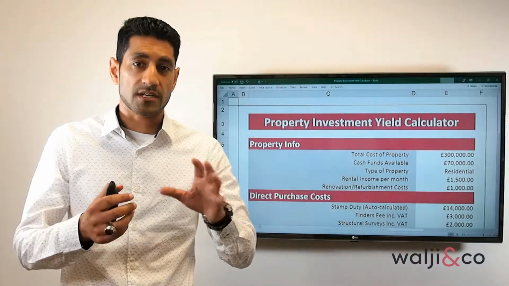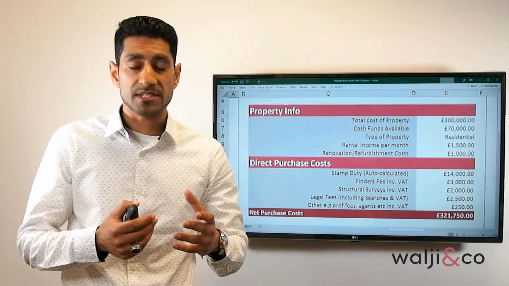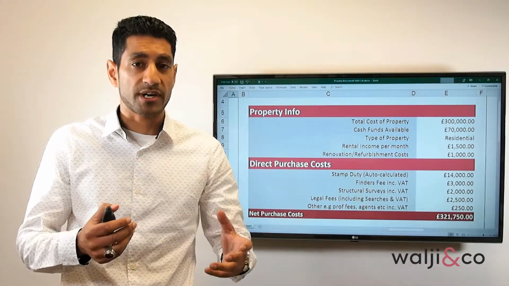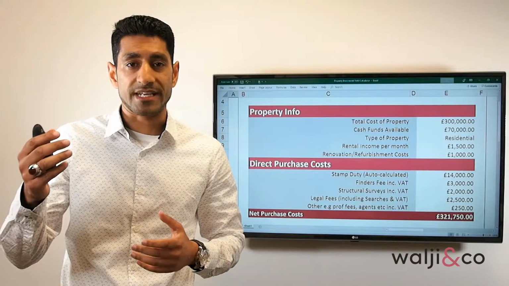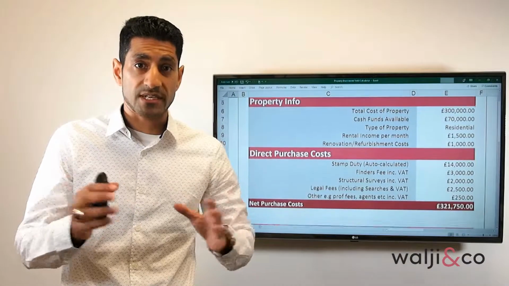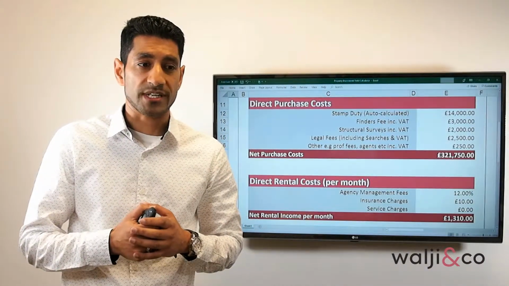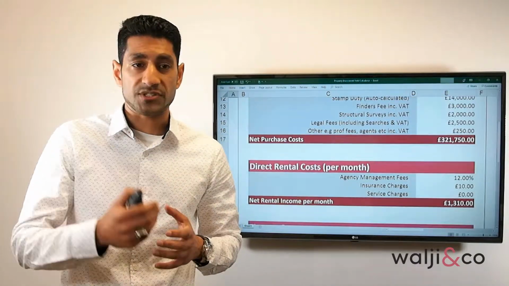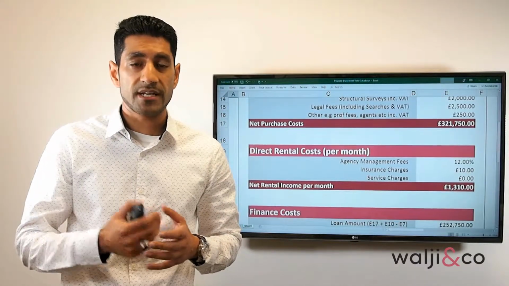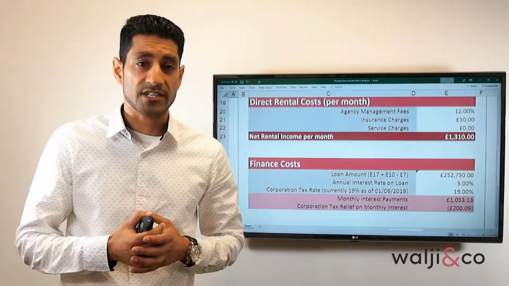We've developed a calculator in-house, which you'll see on the screen, where you can type in the property information, whether it's a commercial property or a residential property, how much cash you're putting in to fund the purchase and how much you're getting in rent, how much you're carrying in refurbishment costs. The calculator will automatically work out your stamp duty. You would then put in all the various other direct purchase costs that you would incur. You then put in any agent's fees that you may have agreed to pay, insurances, service charges, your finance costs, the interest rates you've managed to get on your buy-to-let loan.